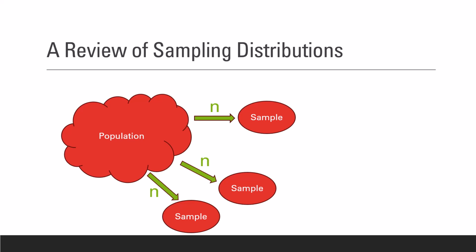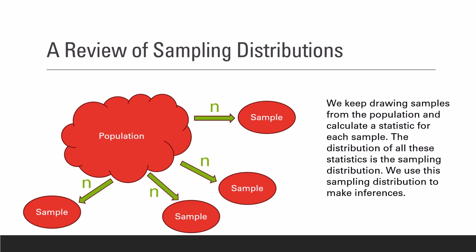So we keep doing this over and over again. Remember, this is a thought experiment. We don't actually do this in research. We keep drawing sample after sample after sample in our minds from the population. And we calculate a statistic such as a mean or a median from each sample. The distribution of all these statistics is the sampling distribution, and we use this sampling distribution to make our inferences.